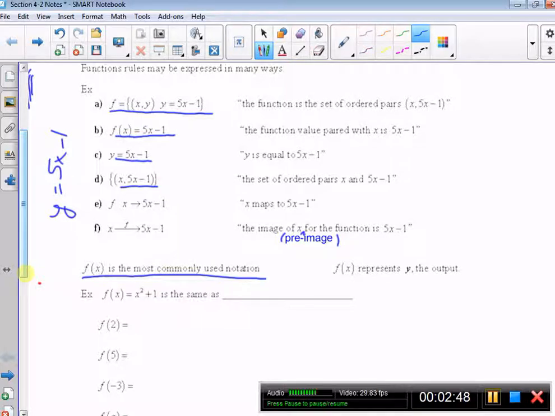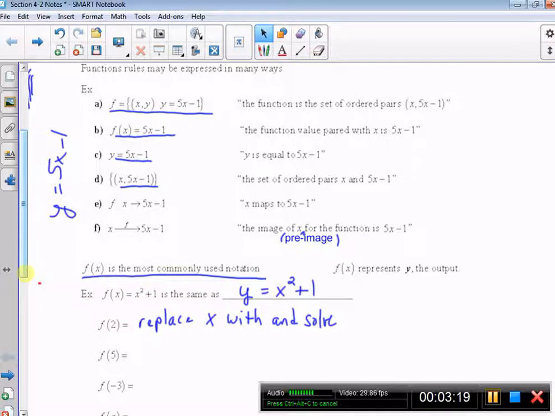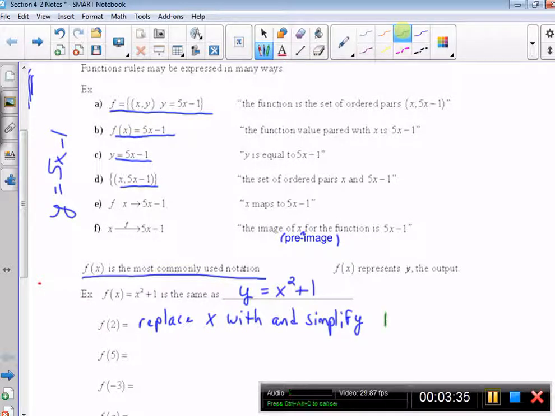And f of x represents y, the output. Okay, so f of x equals x squared plus 1 is the same as y equals x squared plus 1. Now if they ask you to find f of 2, that's their way of saying replace x with 2 and solve. Or actually I should say simplify. So f of 2 would be 2 squared plus 1, which is 4 plus 1, which is 5.